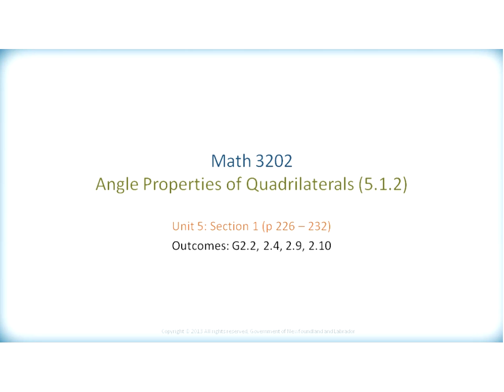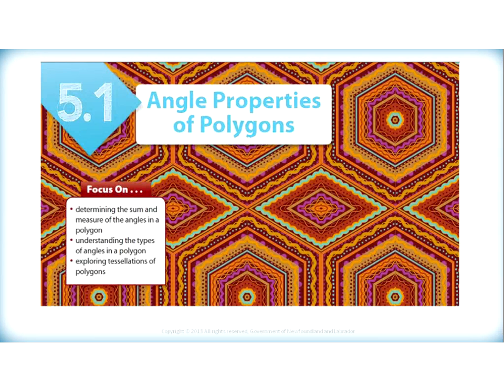Now we're going to look at a few questions with the angle properties of quadrilaterals. So once again, we're going to look at determining the sum and measure of the angles in a polygon, in particular in quadrilaterals, and understanding the types of angles in quadrilaterals.